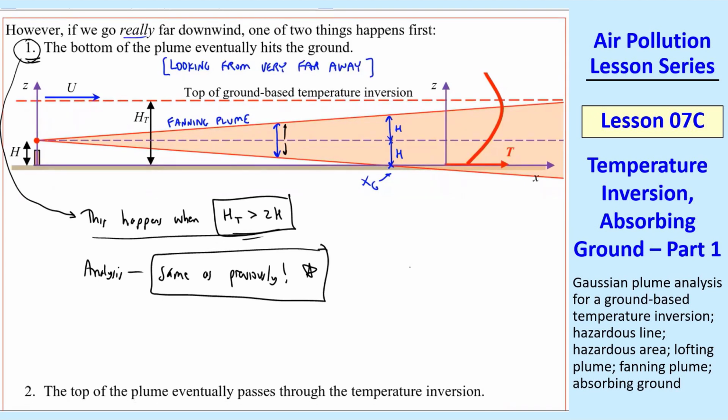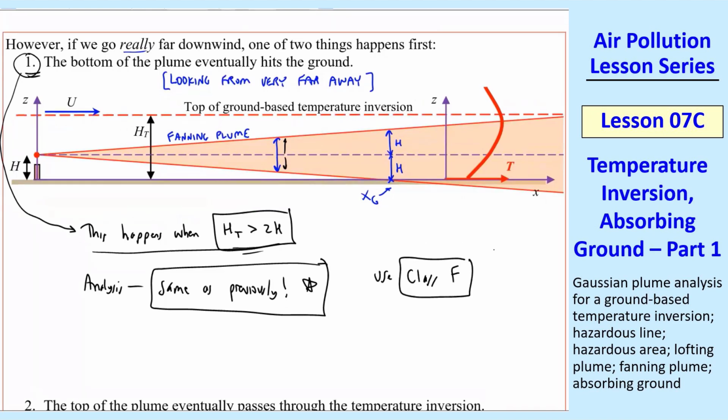We can plot a hazardous area. We can calculate CJ as a function of X at a certain elevation on the ground, whatever we want, just like we've done before. The only difference is that we're going to use class F, so you'll have to change your A, B, C, D, etc. And that's all there is to it. So we're not learning anything new here.